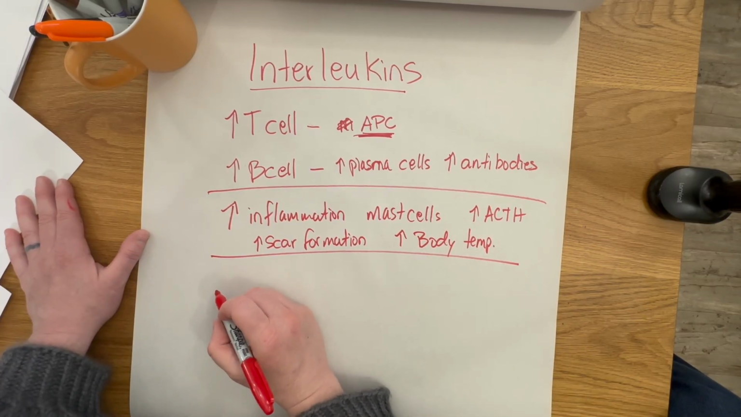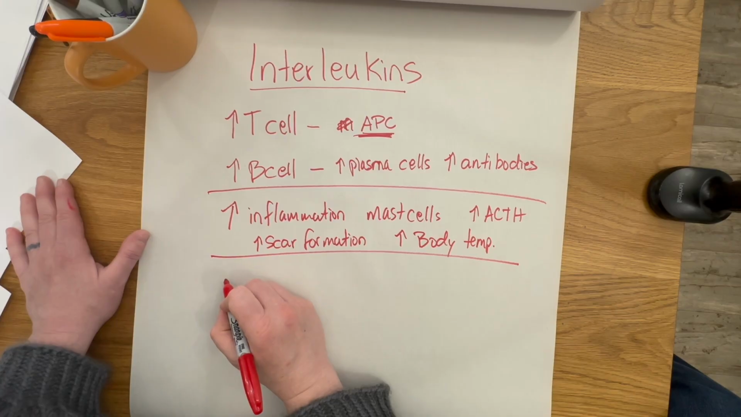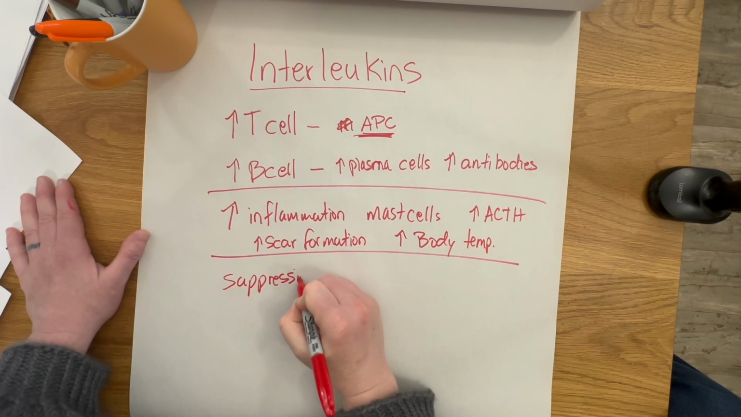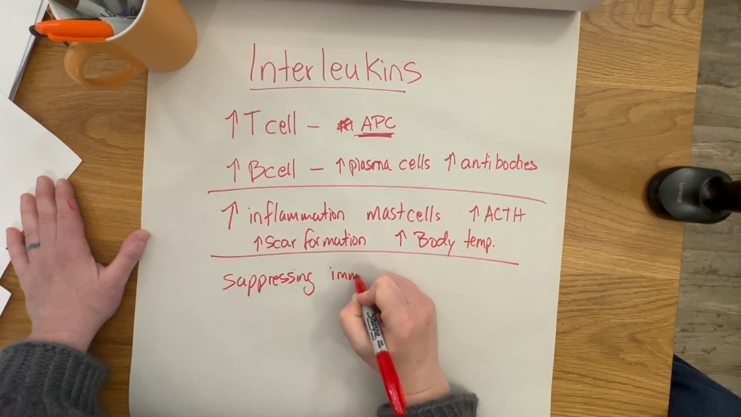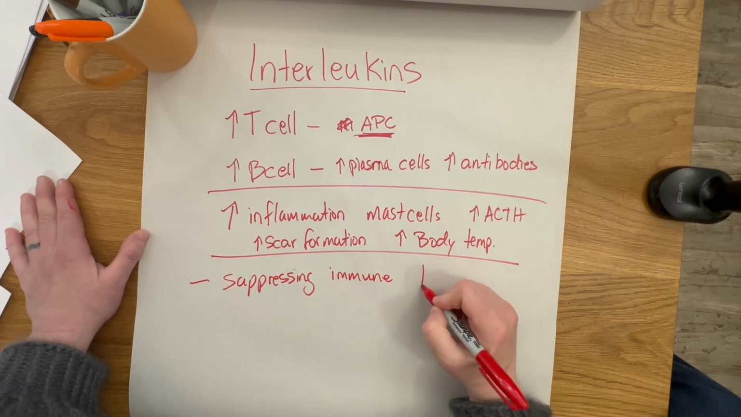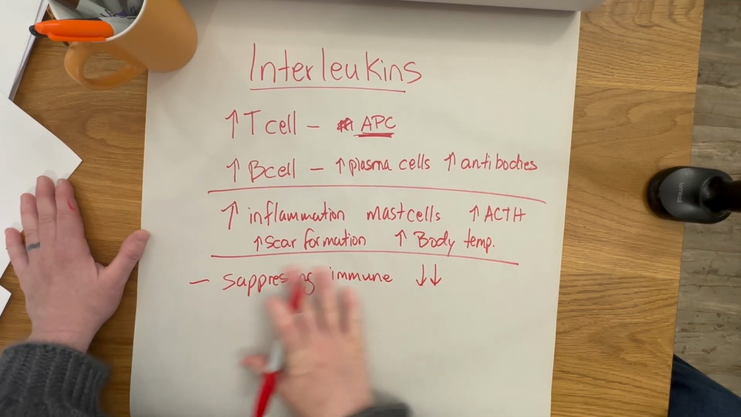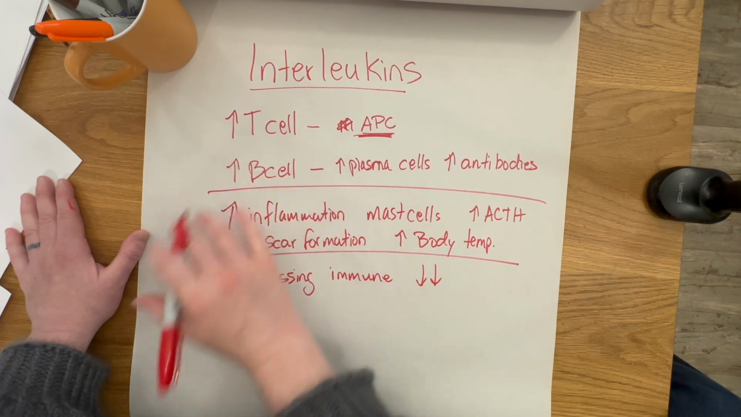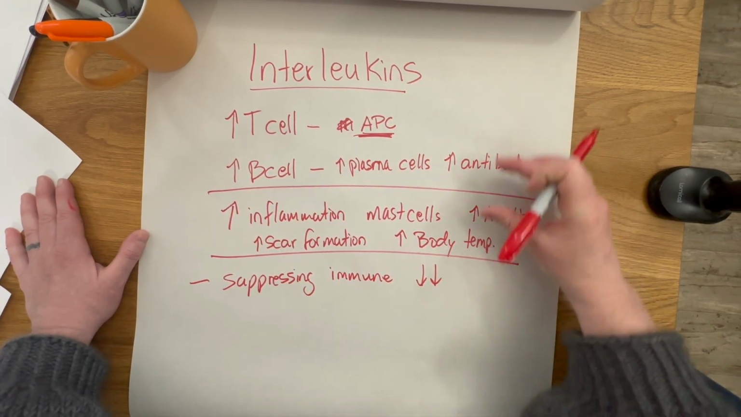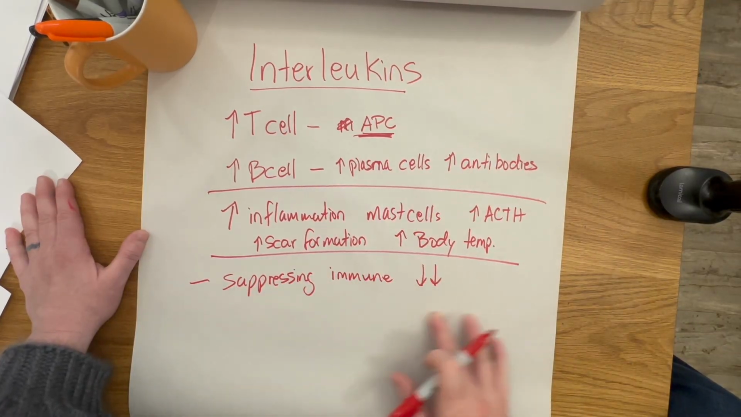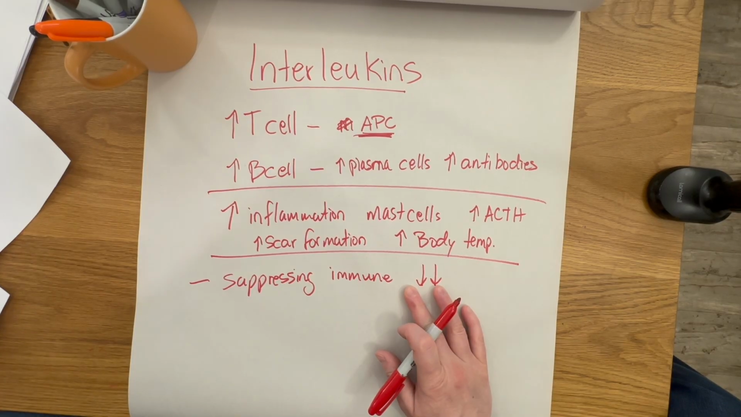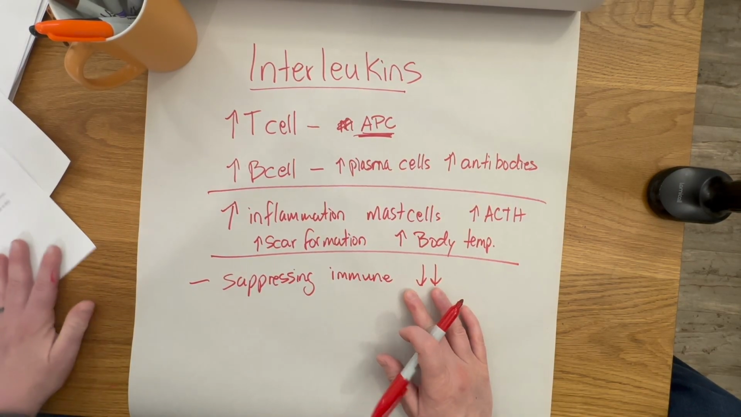And a fourth function here is suppressing immune function. Different interleukins can actually have an inhibitory effect if things are getting out of hand. So interleukins have stimulating effects on both the innate immunity and the adaptive immunity, and also a regulatory effect on the immune response in general.